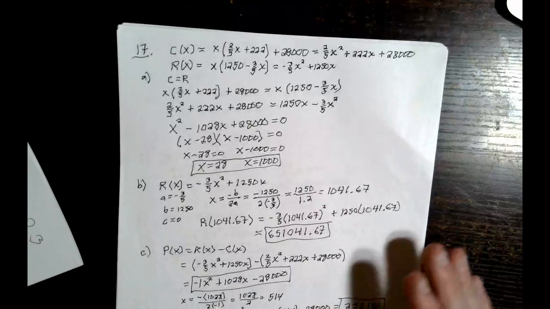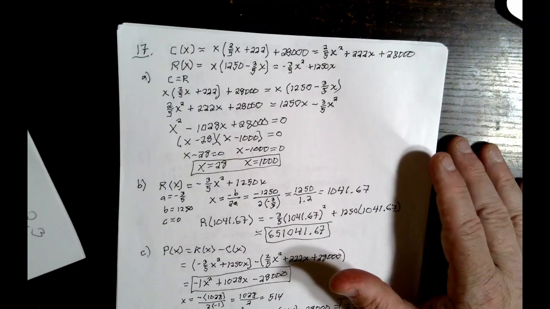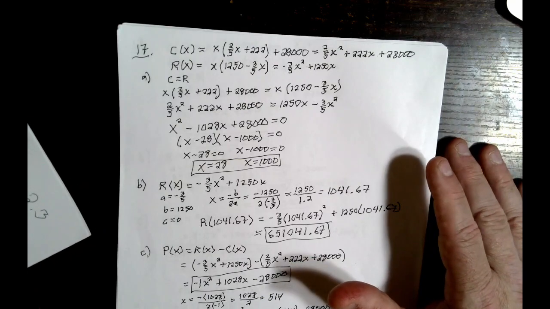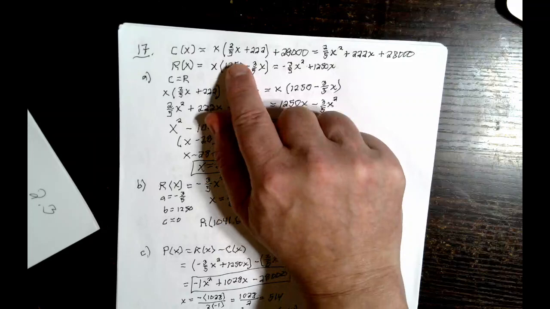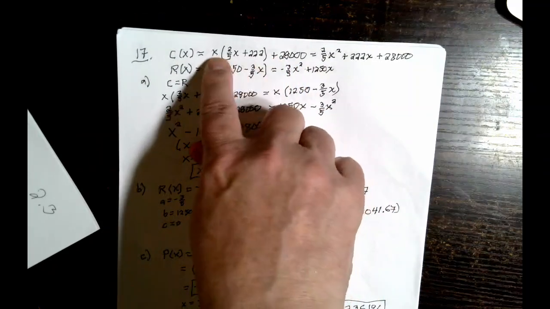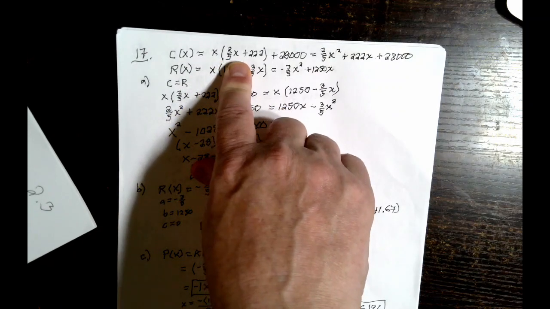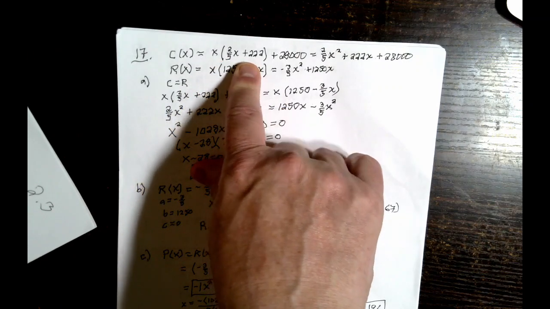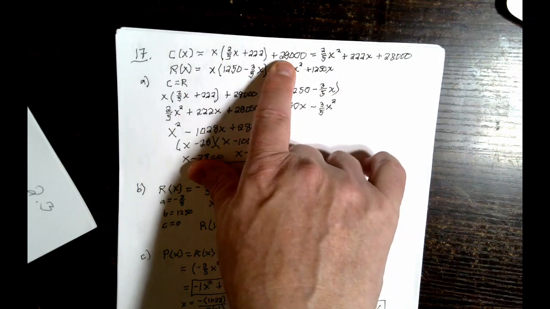Now 17, it says suppose a company has fixed costs of 28,000 and a variable cost of 2/5 x plus 222. Remember, the cost function is simply the fixed costs added to the number of units times the cost per unit. Well, they say the cost per unit is 2/5 x plus 222. Cost per unit times x plus fixed cost.